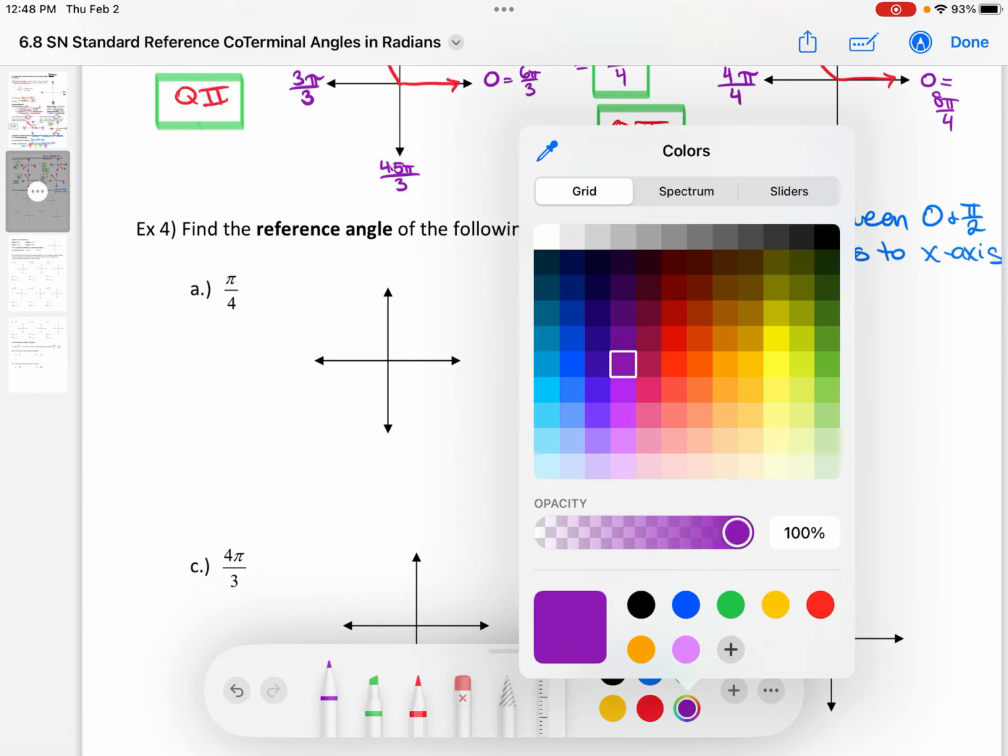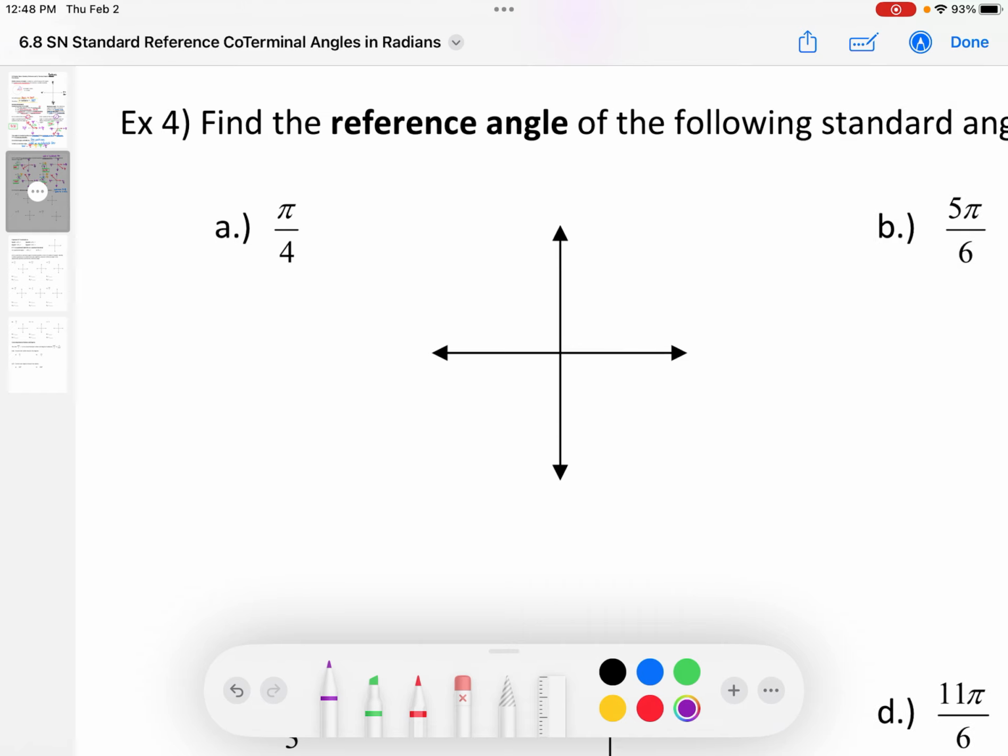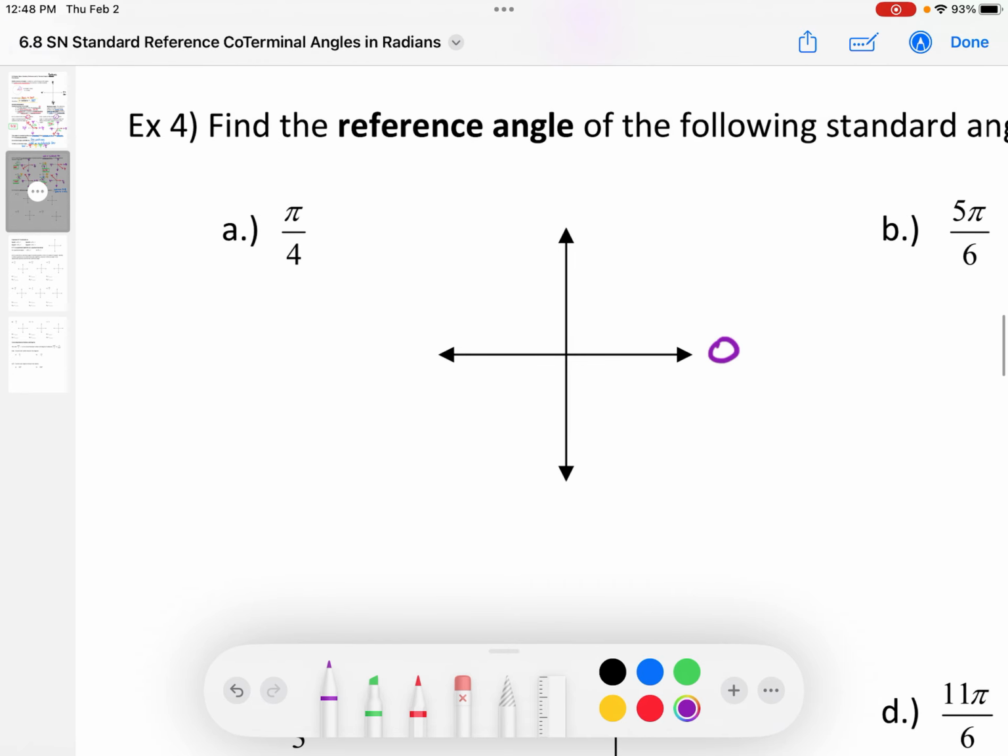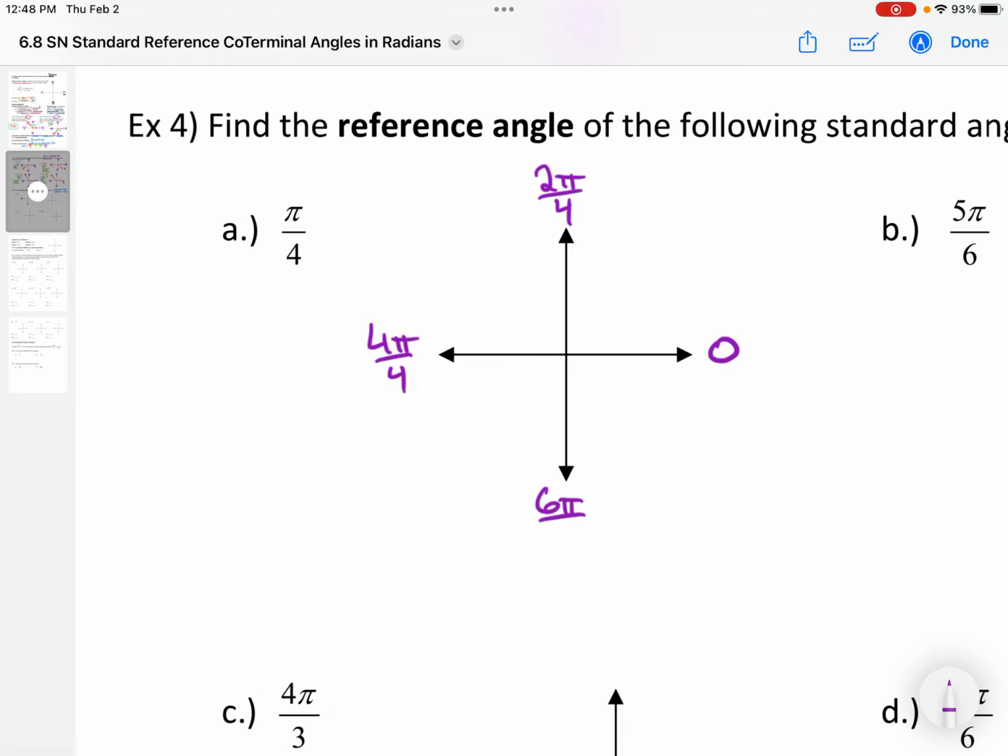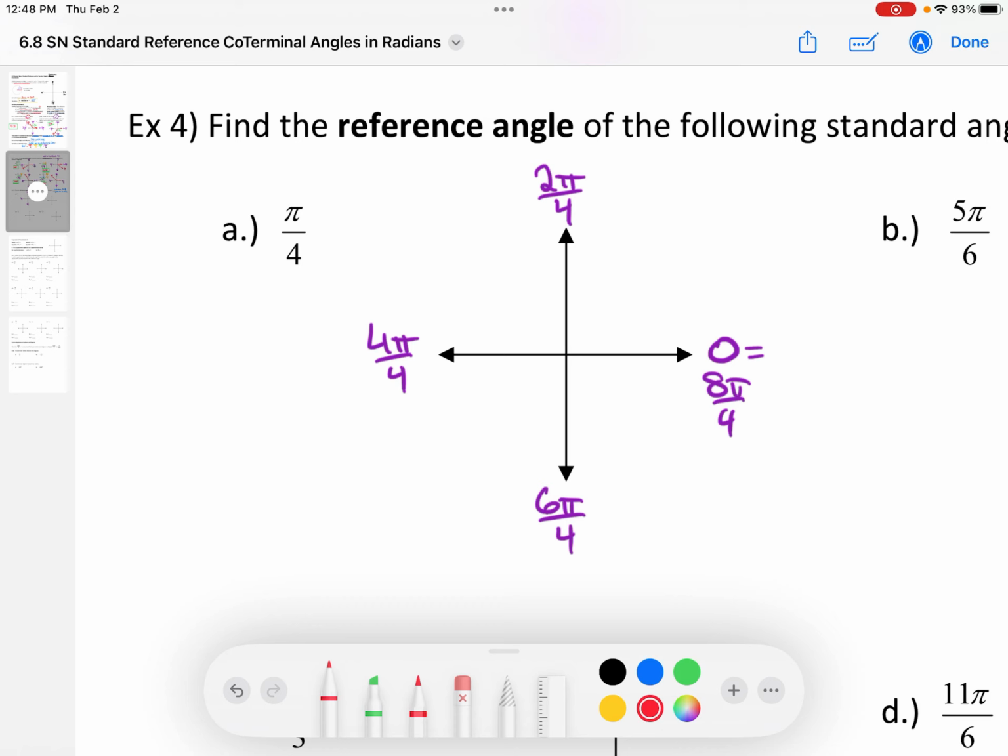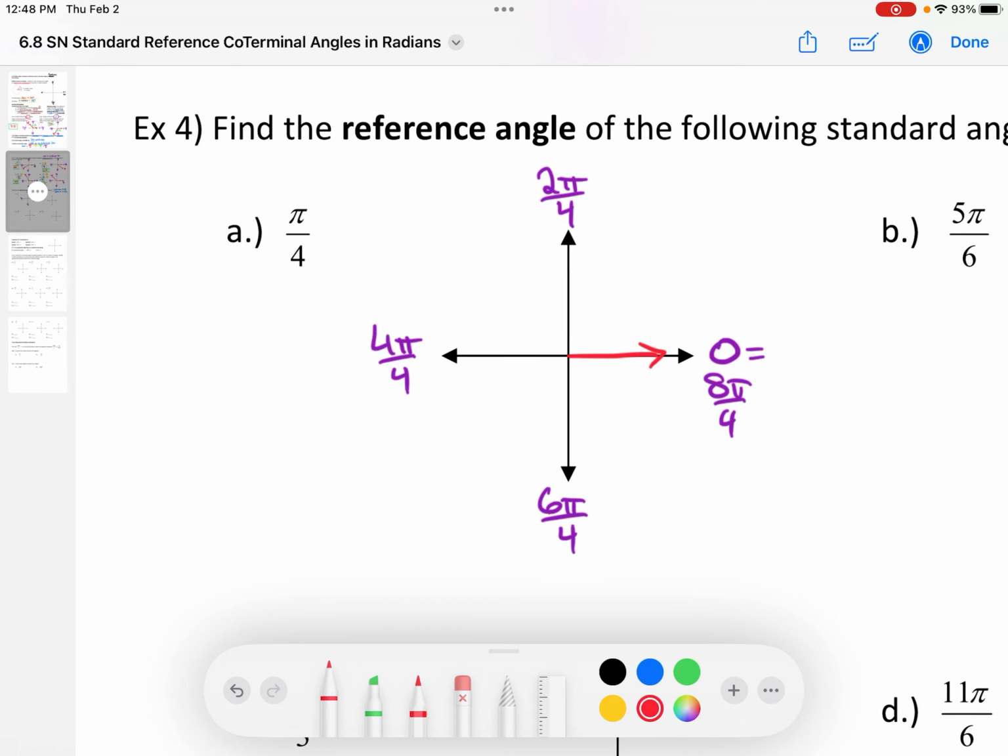If we look at A, we have pi over 4. With that denominator of 4, 0 on the right, 4 pi over 4 on the left. Half of that 4 is 2. 2 pi over 4 to 4 pi over 4 to 6 pi over 4 to 8 pi over 4. And then pi over 4 starts at 0, halfway between in quadrant 1, pi over 4.